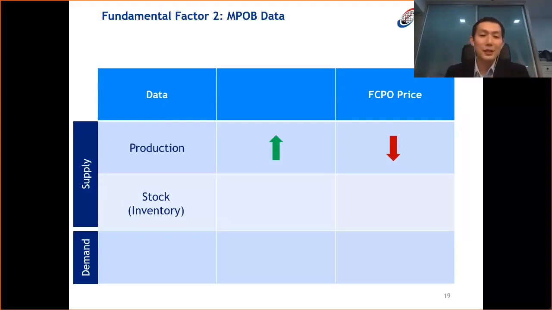So this is actually on the inventory, the stock. Now, let's say if the stock is getting higher and higher, and this is where producers keep producing and they are unable to sell it out. So which is why they need to keep more in the warehouse, correct? So what does it actually mean? Can you let me know what you would expect the FCPO price to do, whether it is going to go up or whether it is going to go down?